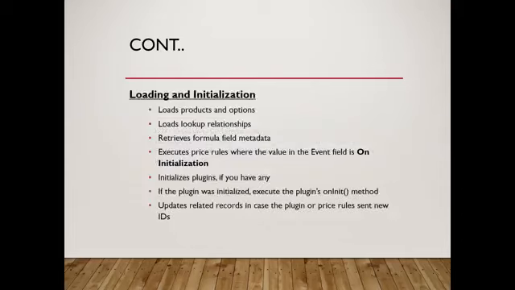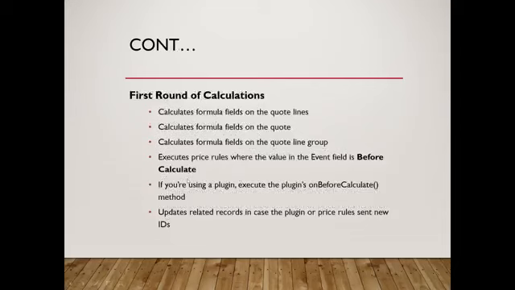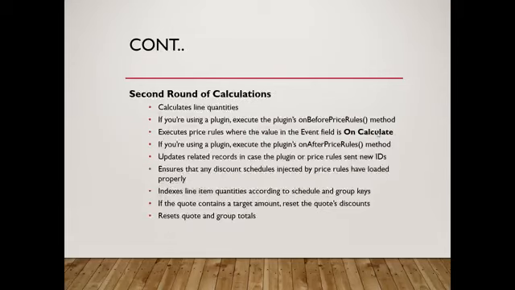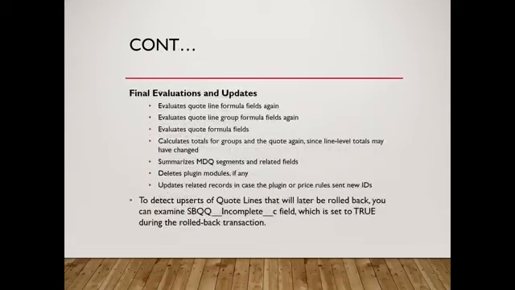Okay, and as I mentioned, this is the loading and initialization. I added multiple steps here: loading products, options, and lookup. Don't worry about that, just focus on the bold items. So all on initialization price rules will run first. Then all before calculate price rules will run. Then all your on calculate price rules will run, and then all after calculate price rules will run, right? And the final round will calculate all your formula fields and everything.